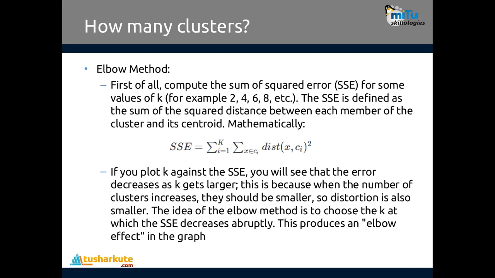See the elbow method. What it does, first of all, is compute the sum of squared error, that is SSE, for some values of K like 2, 4, 6, 8, and SSE is defined as the sum of square distances between each member of the cluster and its centroid. If you plot K against SSE, you will see that the error decreases as K gets larger. This is because when the number of clusters increases, they should be smaller, so distortion is also smaller. The idea of the elbow method is to choose the K at which SSE decreases abruptly. This produces an elbow effect on the graph.